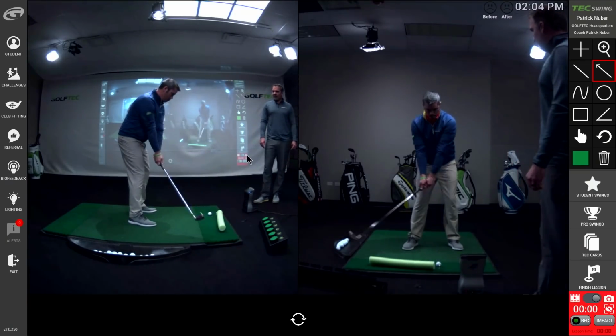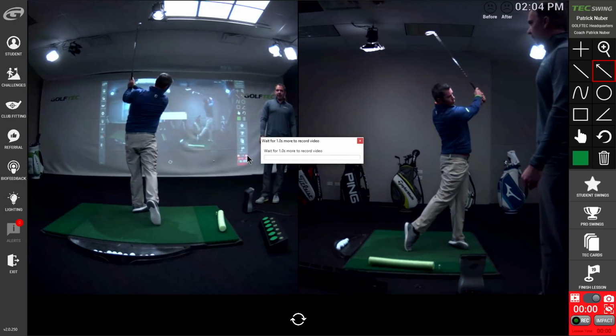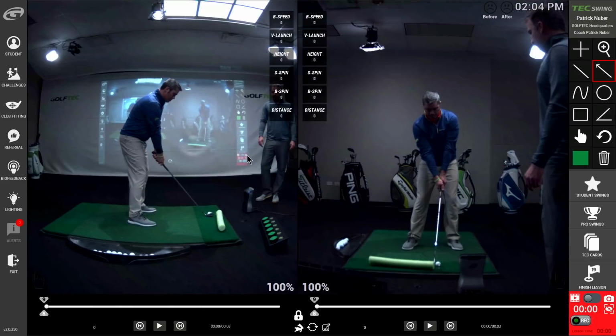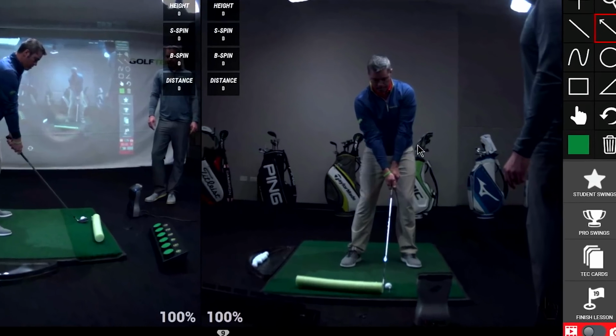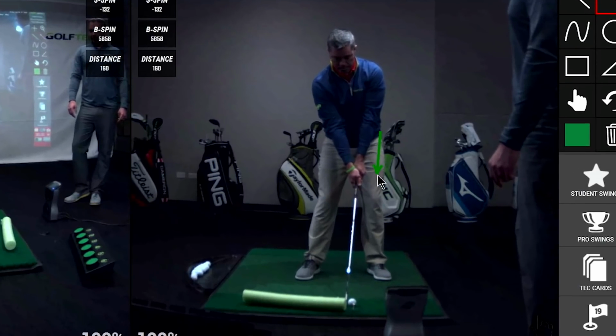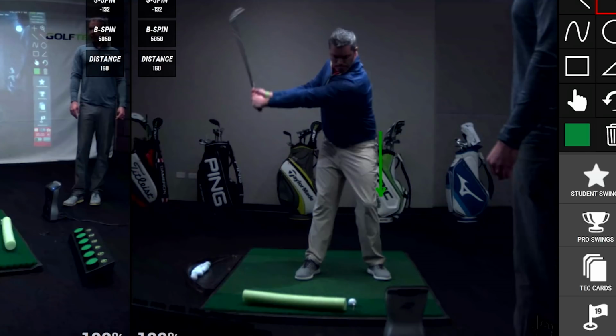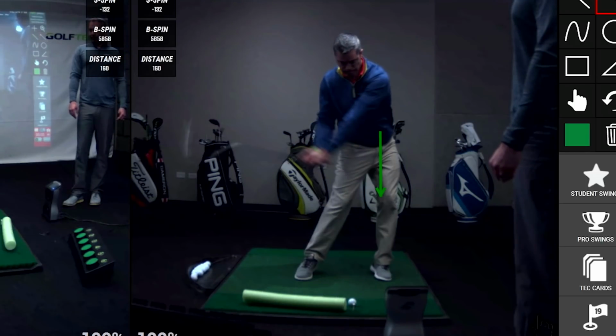Okay, ready? I'm ready. Are you ready? Pretty good. So let's take a look at that one. And we'll use just a couple of lines on here because it's really easy to see in this camera. We start with Patrick's lead leg right here on the right-hand picture. We'll start just right there at address, and then let's work our way down to impact.